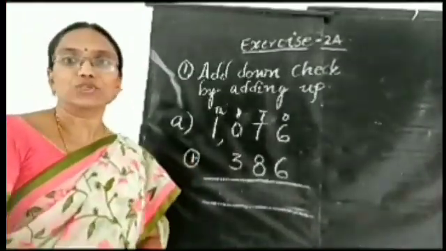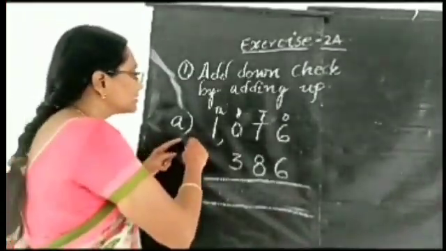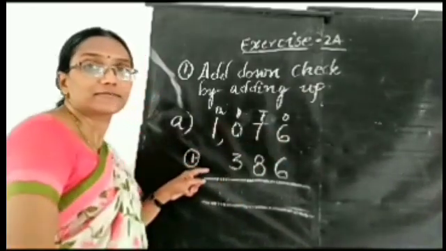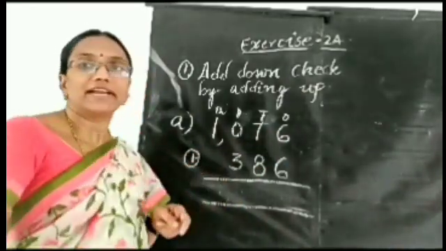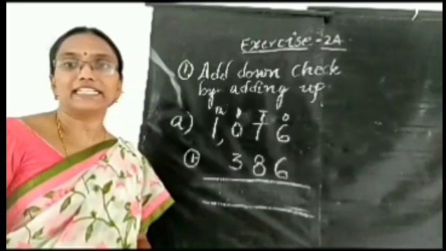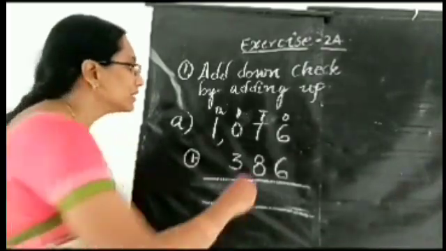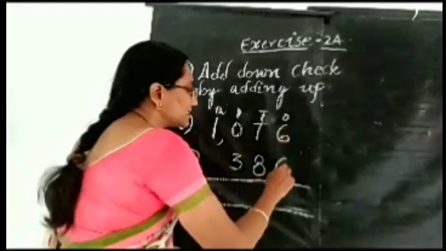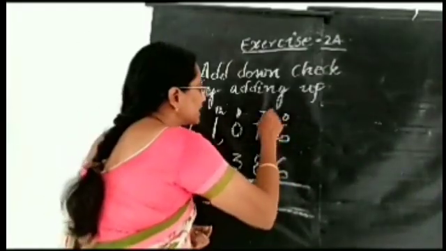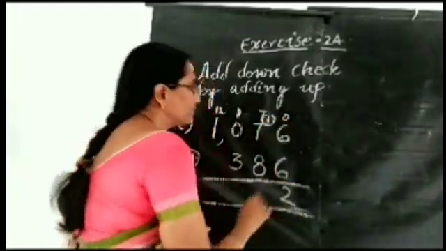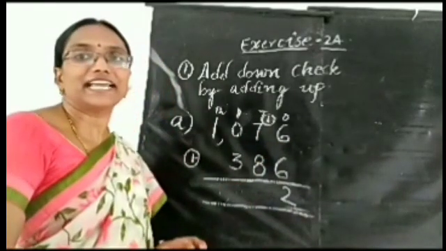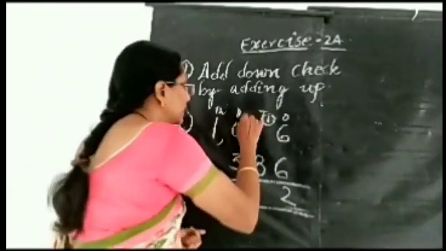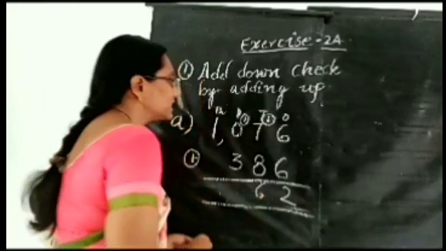Additions in exercise 2A. Okay, the first example is 1076 and 386. Two numbers are given. We have to find the sum of these two numbers. Always start addition from the ones place. 6 plus 6 is 12. Write 1 in the next place, 2 in the same place. 1 plus 7 is 8. 8 plus 8 is 16. Write 1 in the next place and 6 in the tens place.